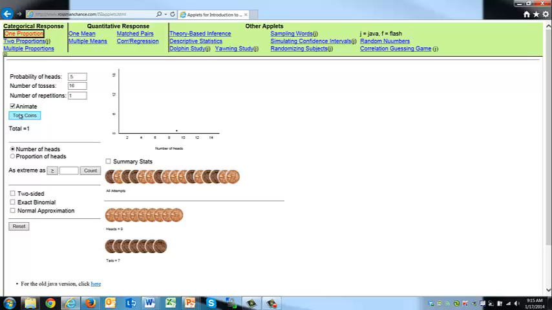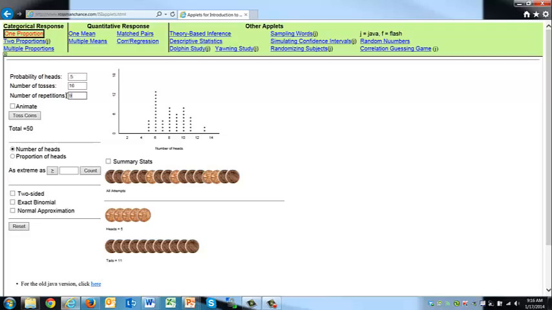As we continue to push the toss coins button, and I'm going to take animation off, we're going to continue to flip 16 coins. This time we got 10 heads, and the dot goes on the dot plot at 10. 7 heads, 8 heads, and so on. Each dot on the dot plot represents the number of heads when we flip a coin 16 times. We're beginning to get a sense of the kinds of things that are likely and unlikely to happen when we flip a coin 16 times.